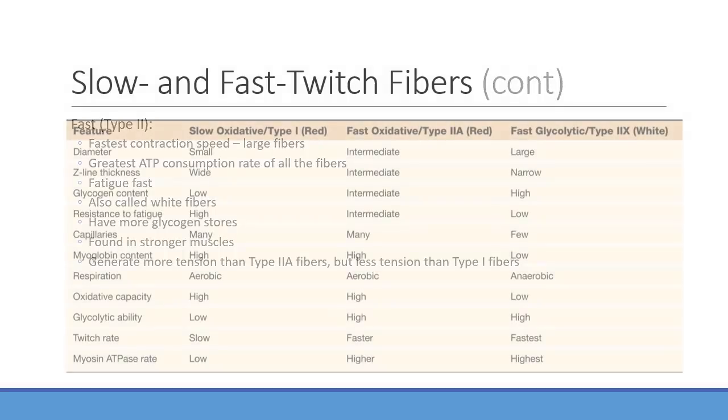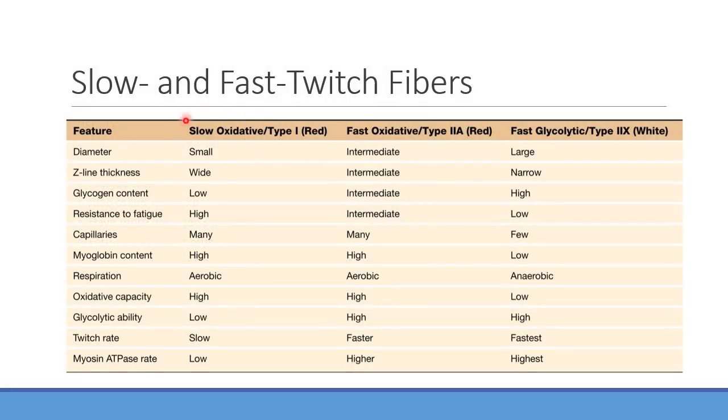Okay, so again, this shows you the difference between our slow oxidative type, or type 1 red slow twitch fibers, versus our fast twitch fibers over here, and notice the differences in activity. The diameter is typically smaller for your slow twitch fibers. Don't really care about the Z thickness so much, but notice the glycogen content is a lot higher in those fast twitch fibers, because they require that to make the maximal contraction very quickly, but they get tired out very quickly as well. Resistance to fatigue is much lower in the fast twitch fibers, and they usually have a lot fewer capillaries than you would see in the slow twitch fibers.